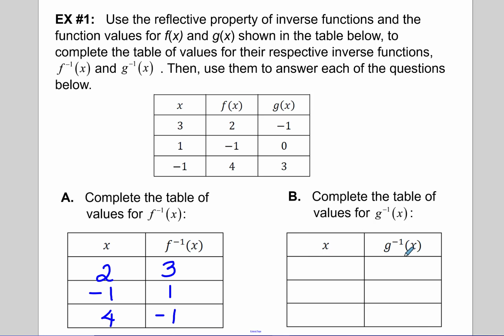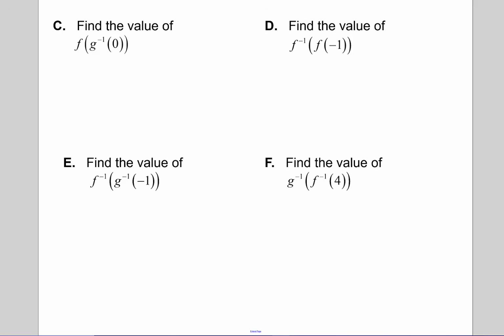The same goes for g of x. On the function g, the ordered pair is (3, -1), so our inverse would contain the point (-1, 3). And then completing the table for the inverse, we have these ordered pairs. In the next two cases, we're going to use those tables to calculate a couple of examples.